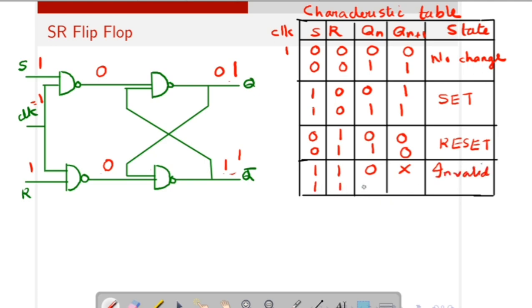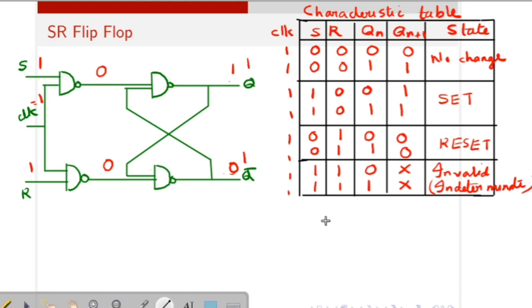Right? Then 1 1 1, present state is 1. So here it is 0. Here also one of the inputs is equal to 0, so output is equal to 1 for both the NAND gates. So here also it is invalid, an invalid or indeterminate state. Okay, so this is the characteristics table of the SR flip-flop. Always the clock is 1. For all the inputs, clock is equal to 1. Then when clock is equal to 0, the circuit is disabled. It is not working.